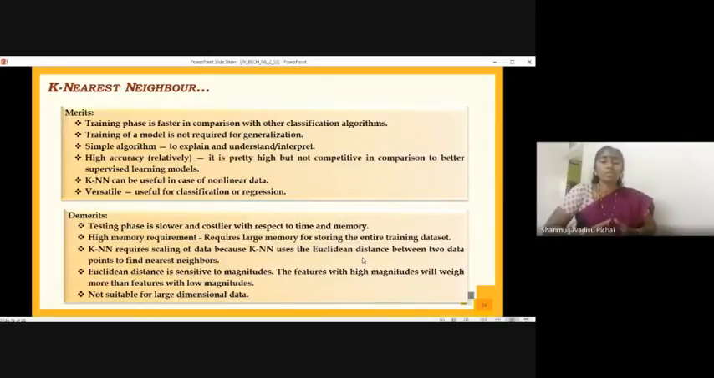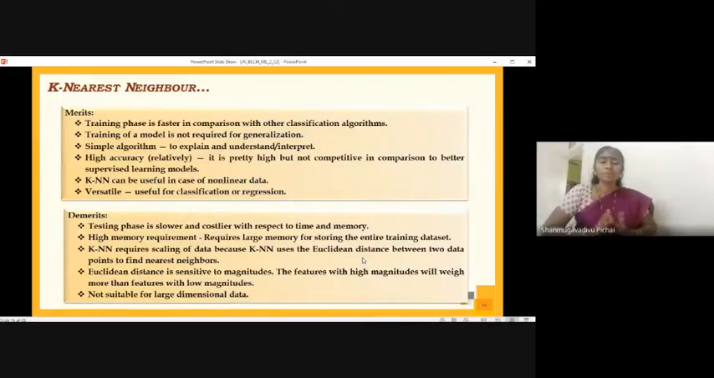The accuracy exhibited by this model is quite promising. It is pretty high, but not competitive in comparison to better supervised learning models. But as we talk about unsupervised learning, because k nearest neighbor comes under unsupervised learning as it doesn't work on assumptions, in such cases this is able to produce high accuracy.